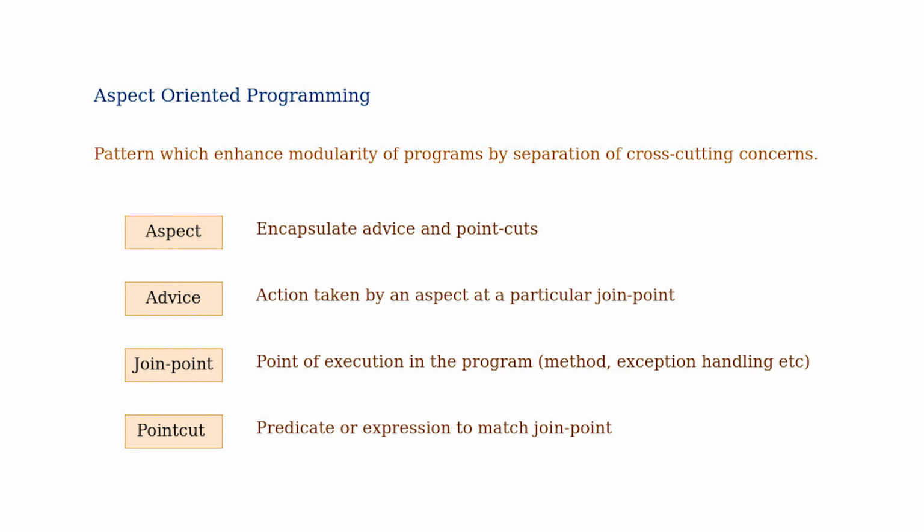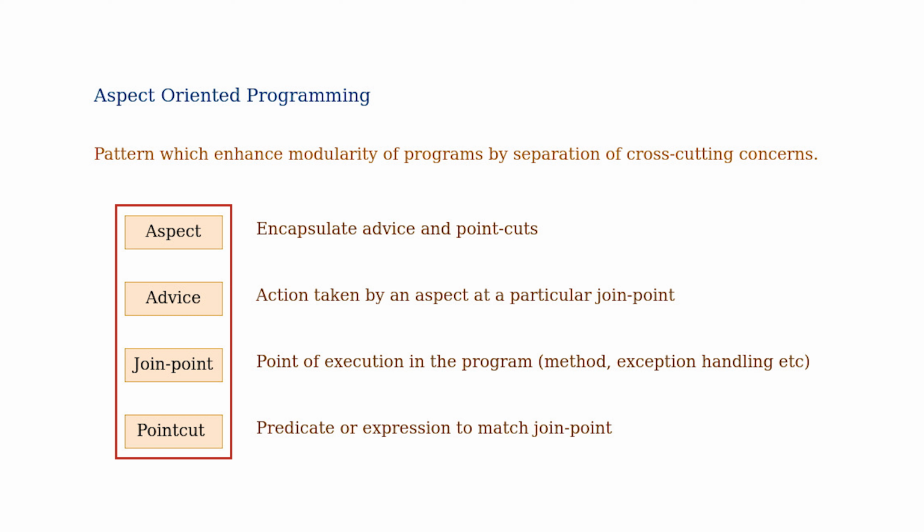Let's just brief about aspect oriented programming. AOP is a pattern to enhance modularity of applications by separating the cross-cutting concerns like logging, security, etc., which span through multiple objects in your program. There are a few concepts used in AOP, such as aspect, which encapsulates the advice, and pointcuts, where the advice is known as the activity to be executed at a particular join point. And the join point is a point in the program like a method, field, or exception.